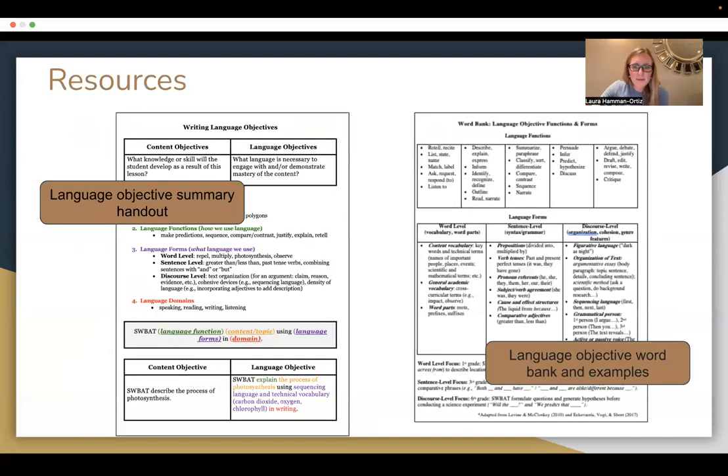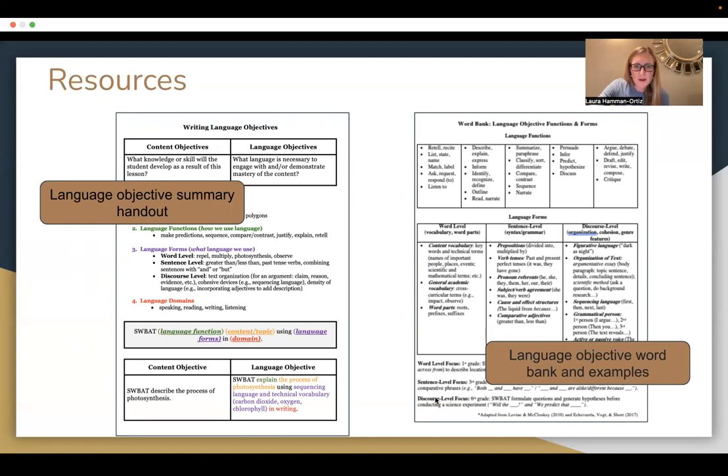All right. And I'm leaving you some resources in Brightspace to help you as you begin to write language objectives for your unit. One is a summary handout that has a lot of the information I just went through about what language and content objectives are, and then how to write a language objective. And the other is a great word bank that has examples of language functions, language forms at the different levels, and then some sample language objectives for what this might look like for a word level focus, a sentence level focus, and a discourse level focus.